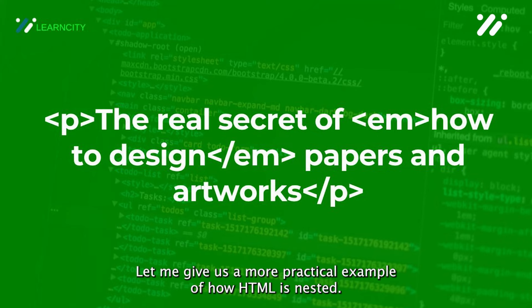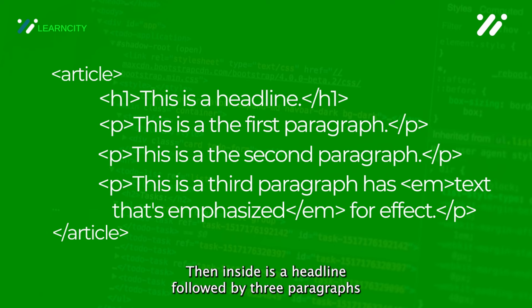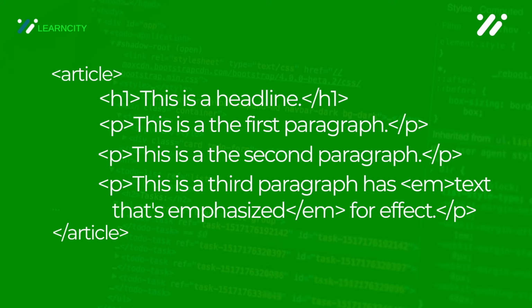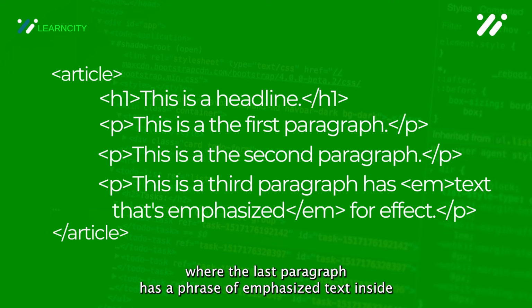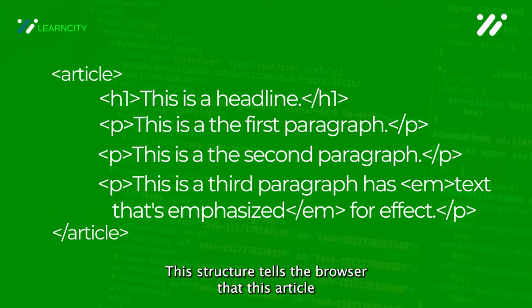Let me give us a more practical example of how HTML is nested. We can see the opening tag for the article at the beginning, then inside is a headline followed by three paragraphs, where the last paragraph has a phrase of emphasized text inside. And the whole thing at the end is closed with a closing article tag. This structure tells the browser that this article is made up of one headline and three paragraphs.